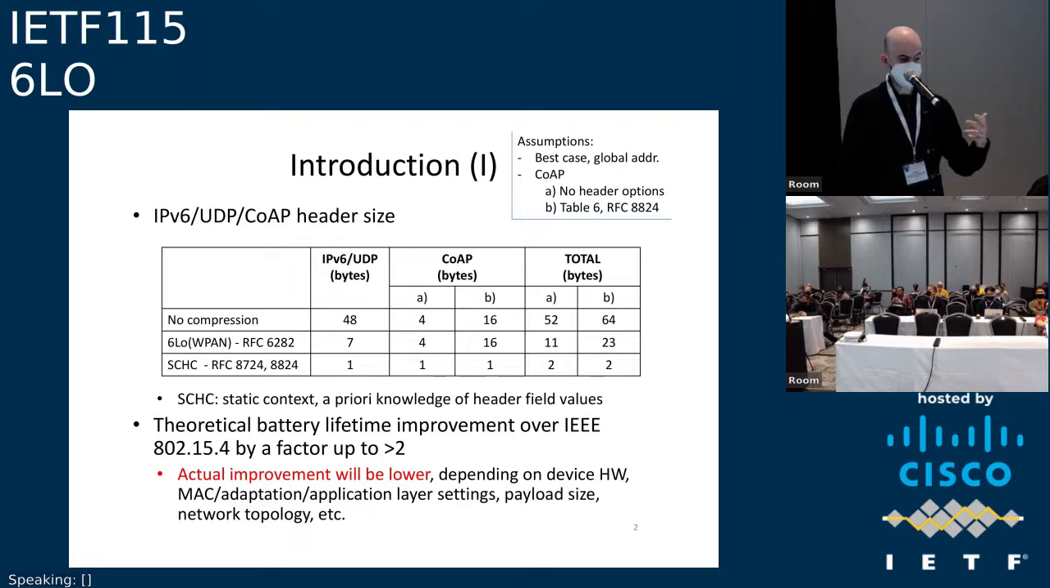In both cases, with SHIC, it's possible to compress those two headers down to just, for example, 1 byte, which leads to a total improvement that is quite significant. If we consider the joint IPv6 UDP CoAP header size with 6LoWPAN, we can compress those down to 11 or 23 bytes, depending on the two cases. But with SHIC, it's possible to compress them down to just a couple of bytes in both cases. So, for example, this represents a battery lifetime improvement for battery-operated devices over 15.4 by a factor which, in theory, could be even greater than 2.